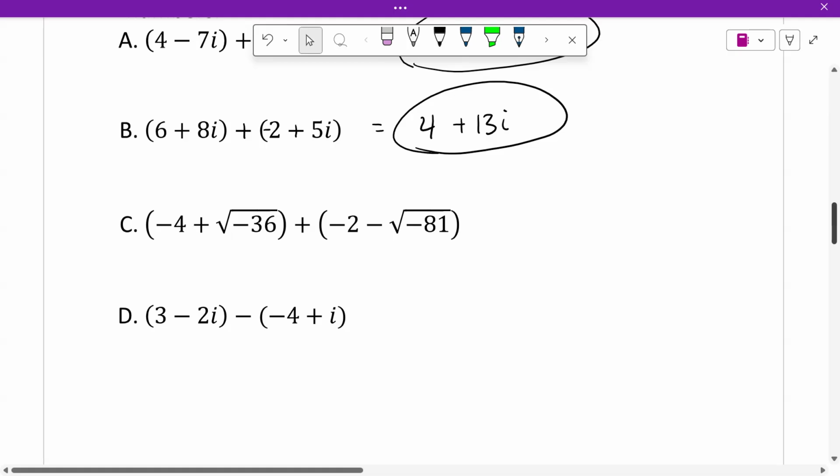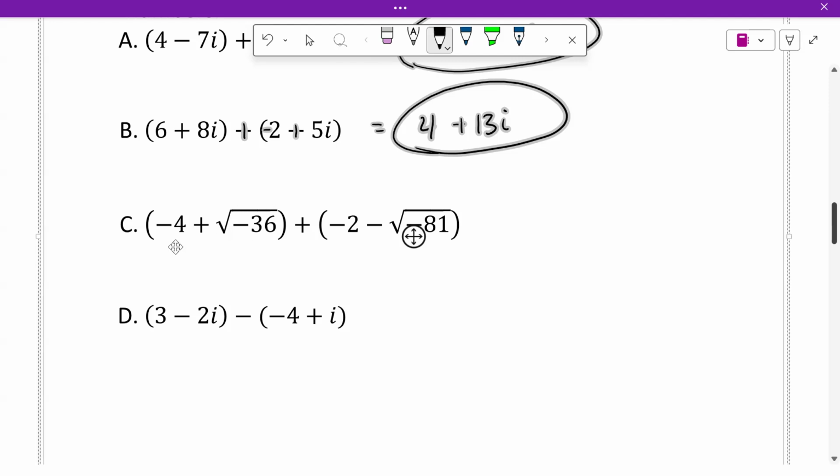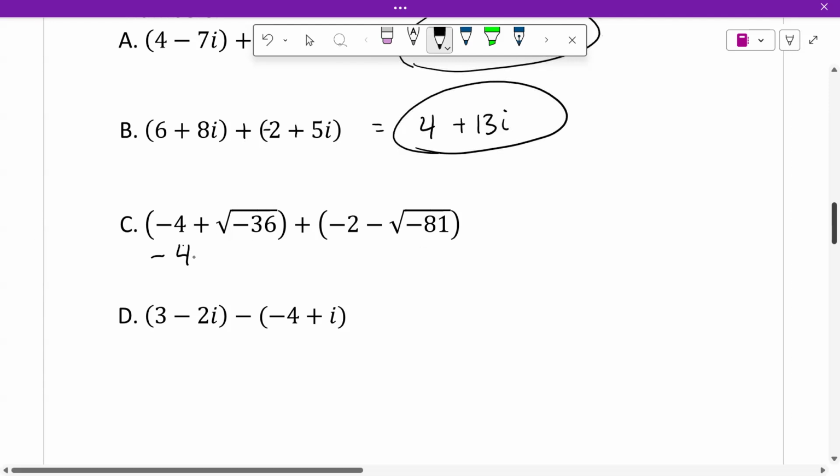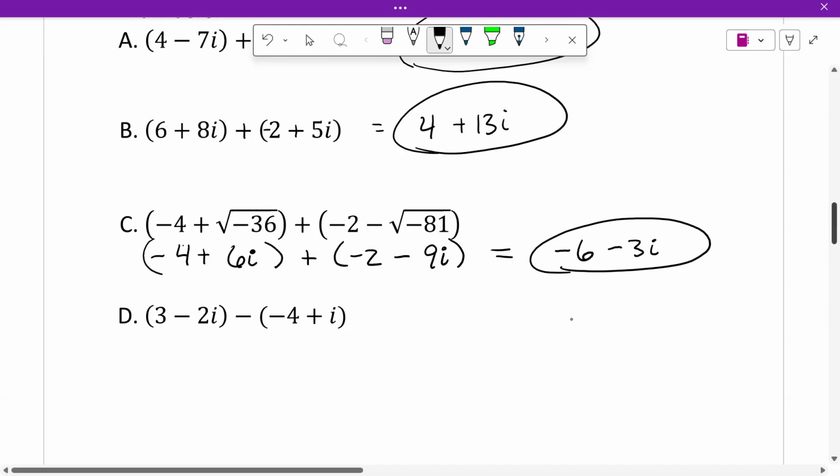Uh-oh. These aren't written as complex numbers. So, how would I rewrite the square root of negative 36? I poke out the i, so then it'd be 6i. So it's negative 4 plus 6i plus negative 2 minus 9i. And then combine like terms. Negative 4 plus negative 2 is negative 6. 6 plus negative 9 is, ta-da!